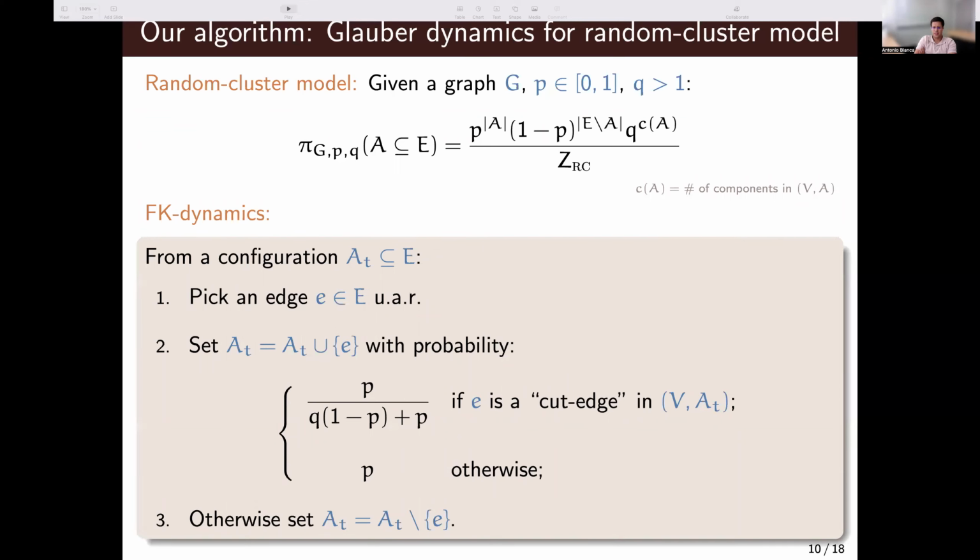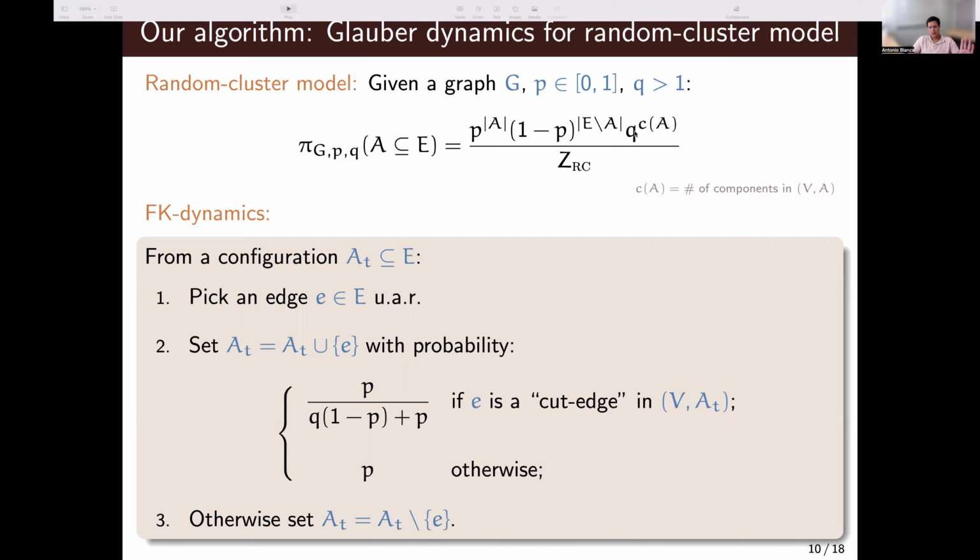Okay, so now let's describe our algorithm. The algorithm is based on the global dynamics for the random cluster model, which is a closely related model to the ferromagnetic Potts and Ising model. In this model, configurations are the subsets of the edges of the graph, and there are two parameters P and Q. Every subset of edges receives a weight, which is P to the number of edges in the subset, times 1 minus P to the number of edges that are not in the subset, and then there is a Q factor for each connected component.